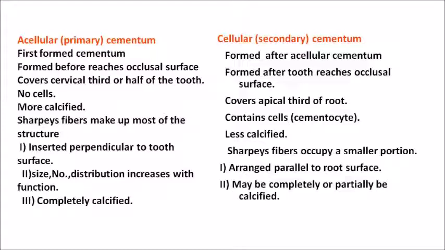It is long before the tooth reaches the occlusal surface. How will the tooth reach the occlusal surface? The cementum just started forming. So it is formed before the tooth reaches the occlusal surface. And from the name it is clear there are no cells embedded in this cementum. It is acellular. And every time we have noticed, whatever is formed first will be of more quality. So acellular primary cementum is the better quality cementum.